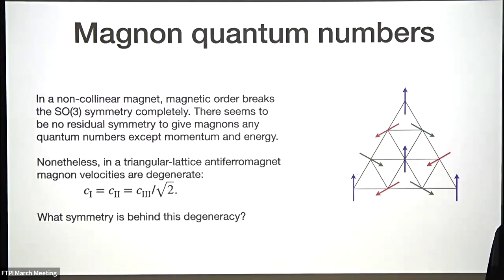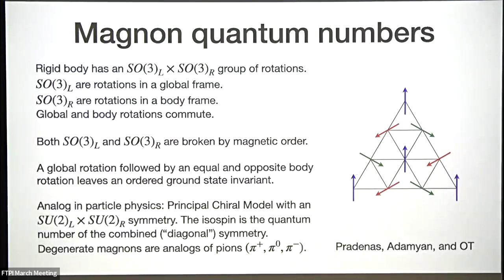For non-collinear antiferromagnets, the SO(3) symmetry is completely broken. There is no axis about which you can rotate your spins and still retain that symmetry. So the ground state is completely asymmetric. Nonetheless, you can see that there is a degeneracy between magnon modes in a triangular lattice antiferromagnet. So it must be related to some kind of symmetry. And so Bastian Pradenas found a very nice answer to that.